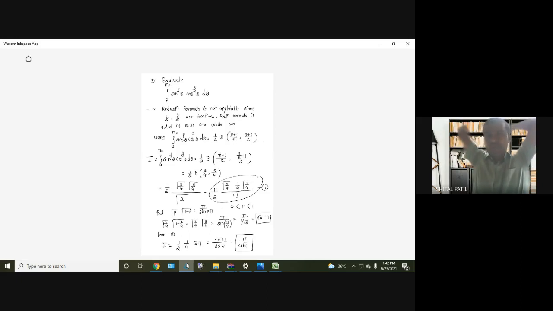2-3 different formulas are used. First, the integral converted into beta form. Then the beta function converted into gamma function. Second, to find the value of the gamma function, the P formula is used. So 3 different formulas we have used.